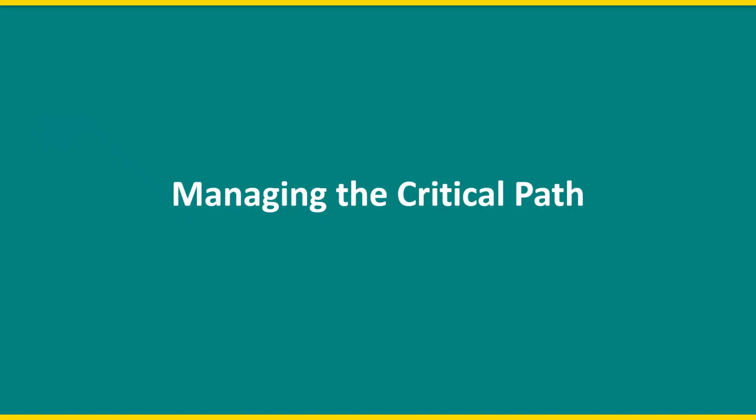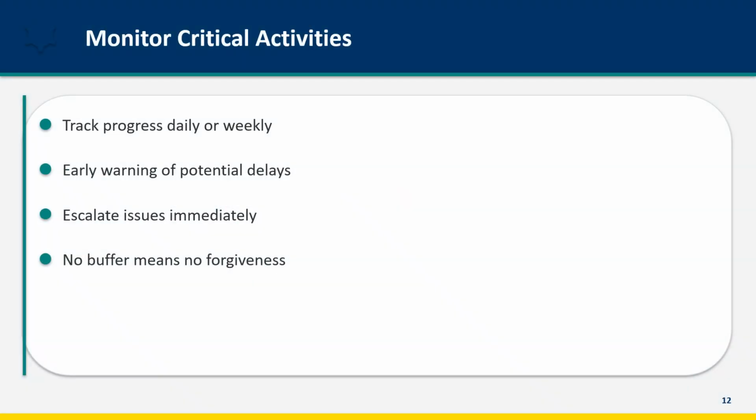Now that you've identified the critical path, let's discuss how to manage it effectively. The critical path isn't just an analysis exercise, it's a management tool. Critical activities deserve special attention. Track their progress more frequently than other activities. If you track most tasks weekly, track critical tasks daily. You want early warning of any potential delays. When problems arise on critical activities, escalate immediately. There's no buffer to absorb the delay. The project manager, the sponsor, and key stakeholders need to know right away. Remember, zero float means zero forgiveness. Every day lost on the critical path is a day added to the project.